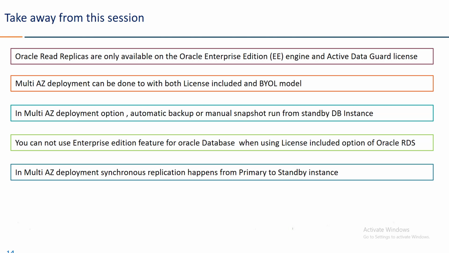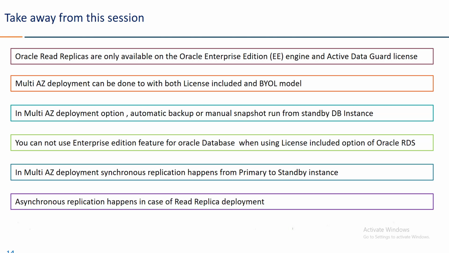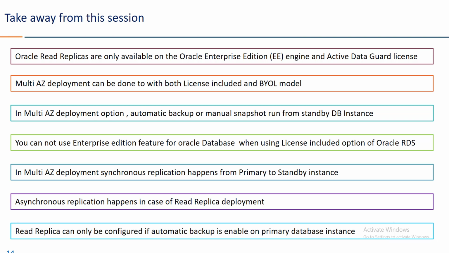In Multi-AZ deployment, synchronous replication happens from the primary to the standby instance. Asynchronous replication happens in the case of a read replica deployment. A read replica can be configured if automatic backup is enabled on the primary database instance. Yes, that is also a factor. Otherwise, the option will come when you create it, but it will say that backup is not enabled. But in Standard Edition, if you have chosen it as the primary, the option to create a read replica will not come at all.